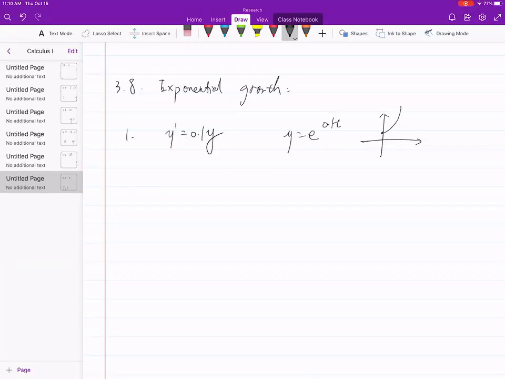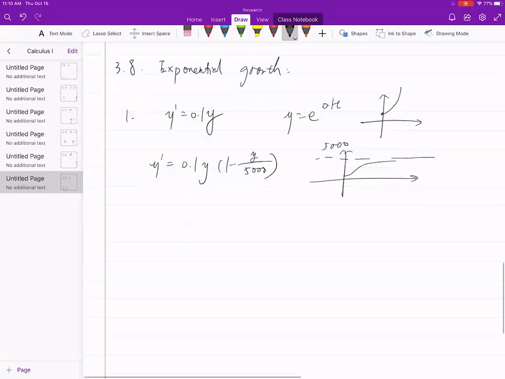Okay. Now what about y prime equals this, which is more realistic because we have limited resource. Say the environment can only take 5,000 population. Then the whole thing changed to logistic. 5,000 is the bar. And you become something like that.